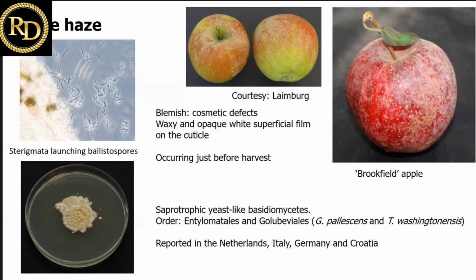They belong to two orders, Entylomatales and Golubeviales, and they started to be reported in the last 10-15 years, first in the Netherlands, then in Italy, Germany, and Croatia. And what they cause is mainly a cosmetic defect. So it's not a real disease, but they create a waxy, opaque, superficial film on the cuticle of the fruit. And they are very slow growers.